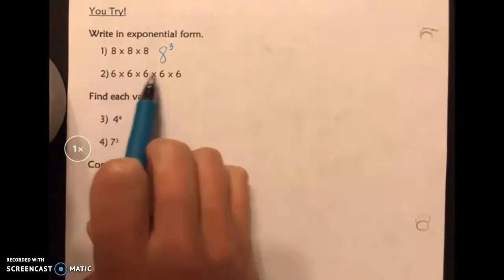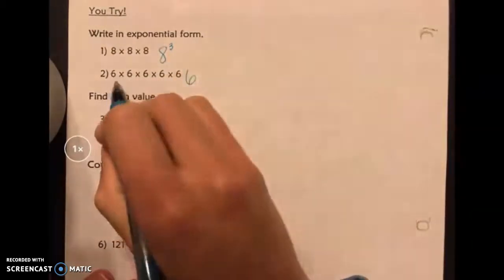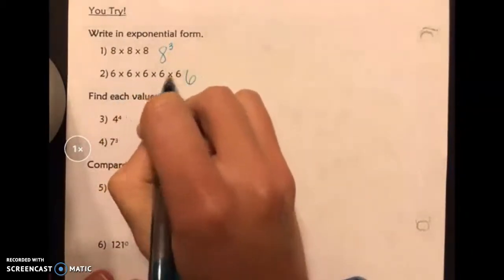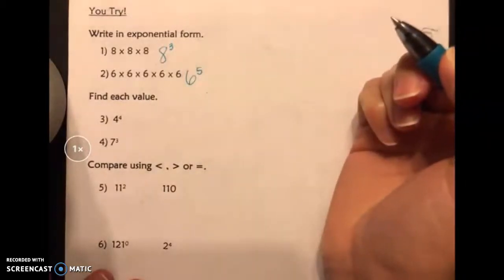All right, let's look at the 6s. So it's 6s being multiplied 1, 2, 3, 4, 5 times. The number multiplied is 6, but we said we're multiplying it 5 times. So that's 6 to the 5th power.